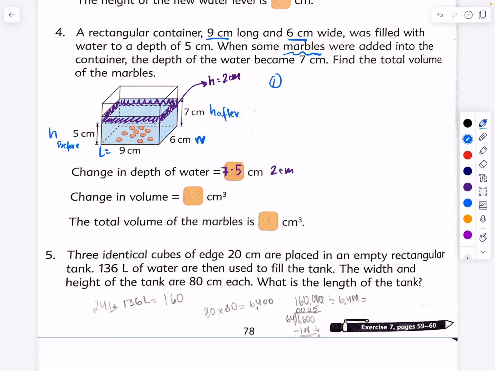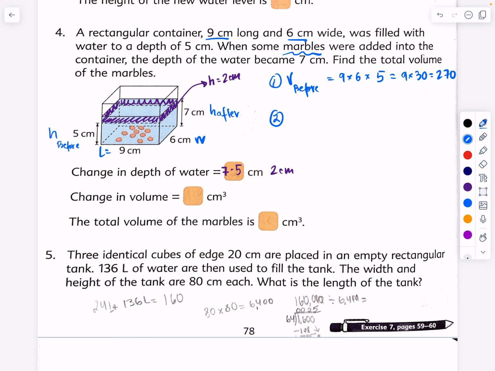Step one, we have the old water level, right? Volume before is, we need water volume of, we can do it different ways. Volume before equals 9 by 6, and of course times 5. And that is 9 times 30 equals 270 cubic centimeters.